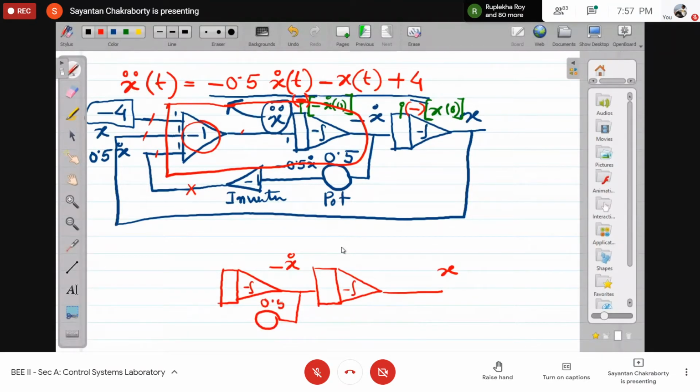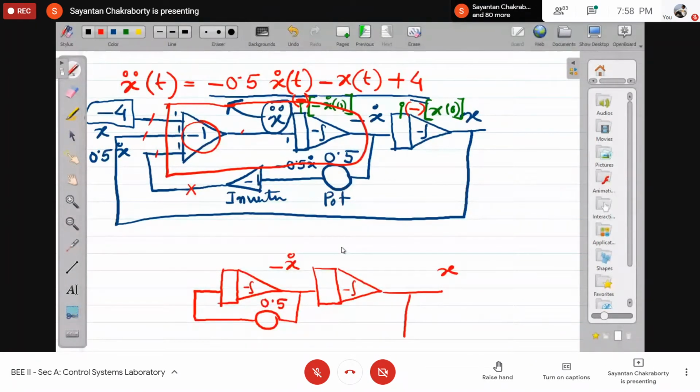this is a gain 0.5. Do you agree with this? This signal was passing through an inverter, then going to the integrator. Now I've omitted the inverter, so this inverter has to be taken out so that the effect of this -1 gives you +1. So to the integrator input, this signal will remain unchanged, right?